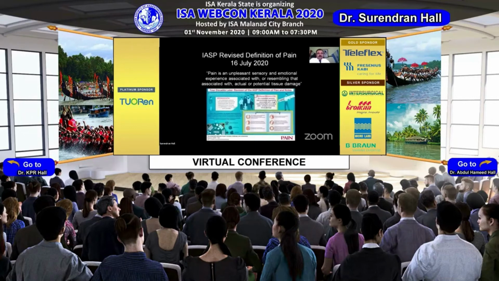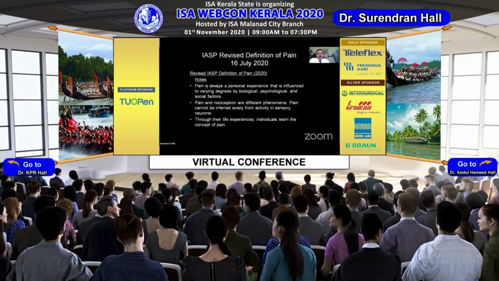Coming to chronic pain, the International Association for the Study of Pain revised the definition of pain on 16 July 2020, and it states that pain is an unpleasant sensory and emotional experience associated with, or resembling that associated with, actual or potential tissue damage. There are 6 notes to this definition of pain.